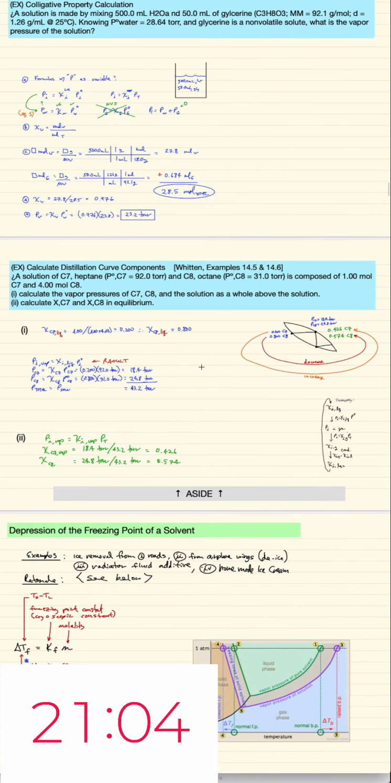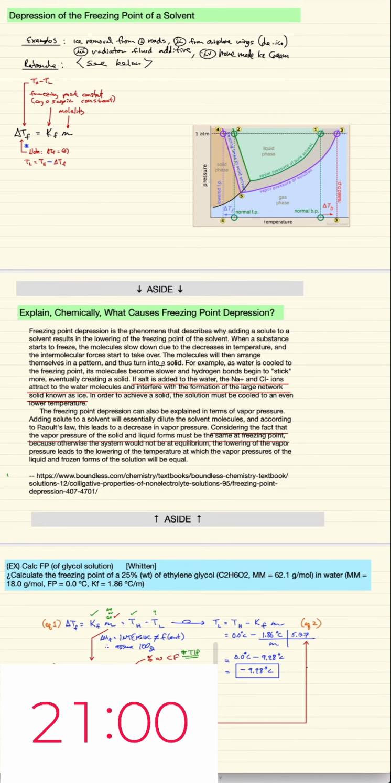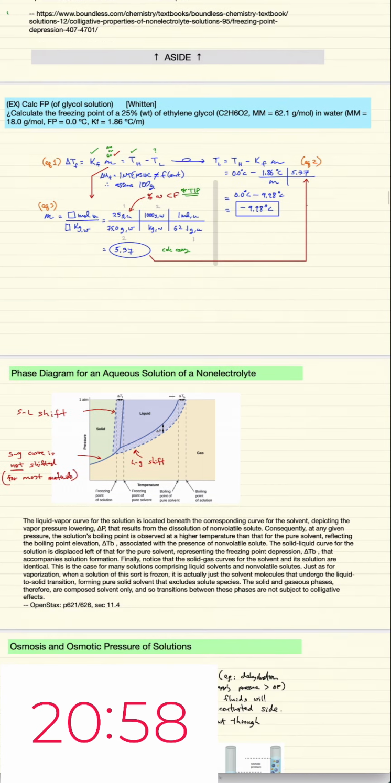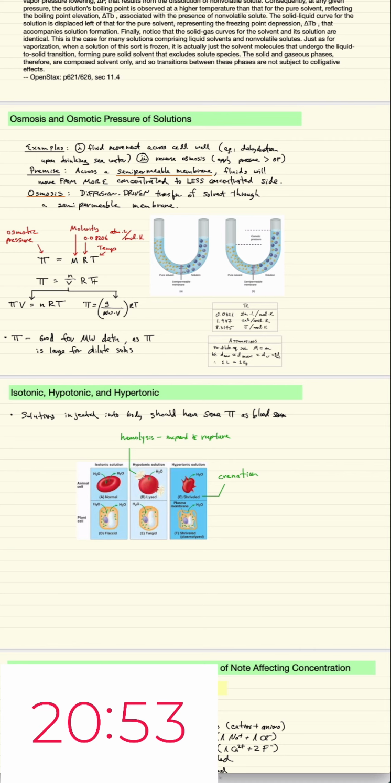A couple of other sample problems that I've worked out. The whole key, of course, to any chemistry exam is practice, practice, practice. There's another sample problem. Osmotic pressure is the fourth kind.